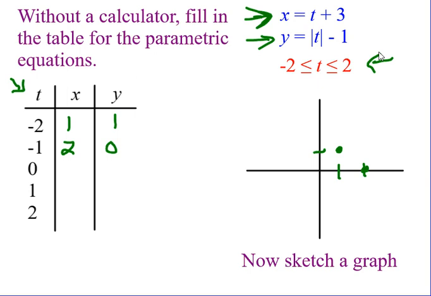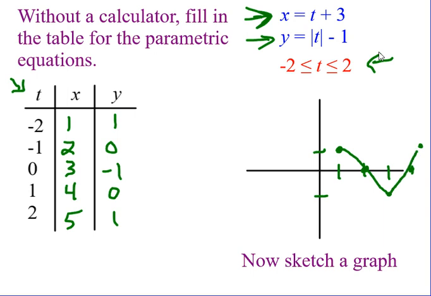Okay. Let's try another one. At time 0, the x coordinate is 3, the y coordinate is -1, so that's going to be somewhere right here. At time 1, my x coordinate is now 4. My y coordinate, though, is back to 0, which is interesting. And at t equals 2, my x coordinate is 5, and my y coordinate is 2 minus 1, back to 1. Okay. And so if I connect these points, it looks like they're sort of linear, and I can connect them. Here's my graph.